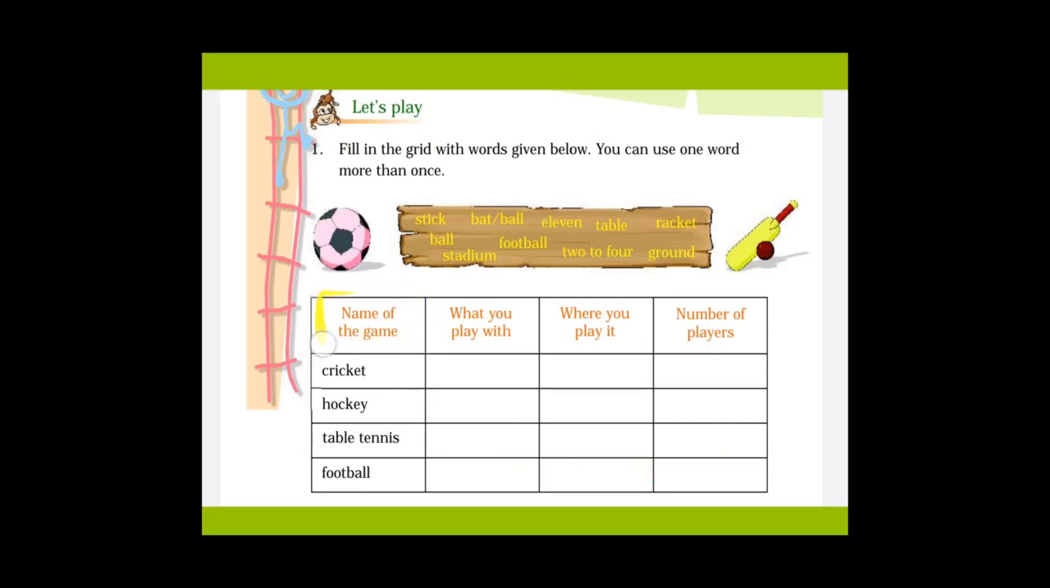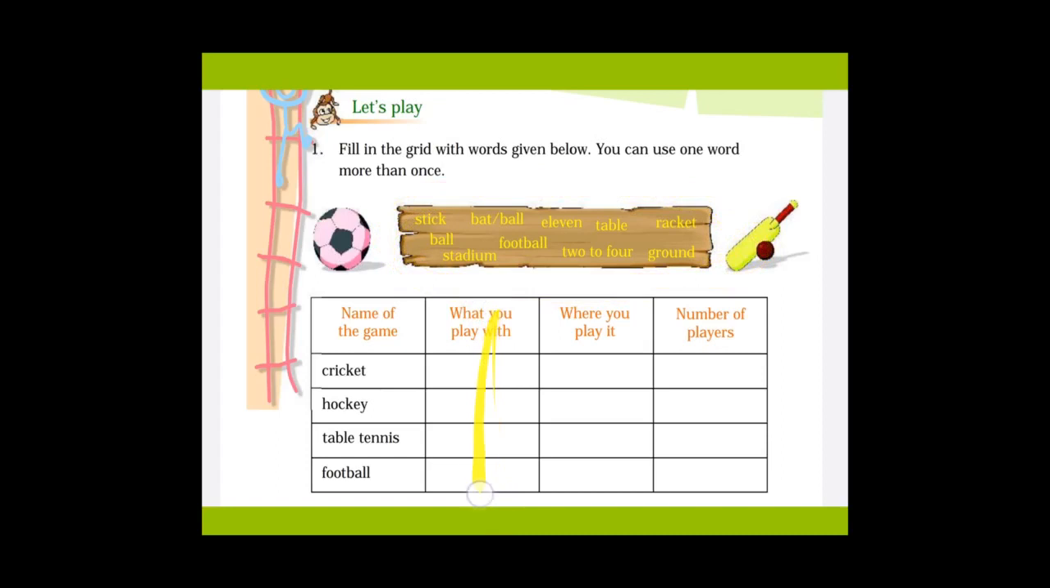Name of the game. First column is name of the game. Here we have different games: cricket, hockey, table tennis, football. Let's read it once again. Cricket, hockey, table tennis, football. Now what you have to write is these three columns. You have to complete these three columns from this box. These are the words that will help you.